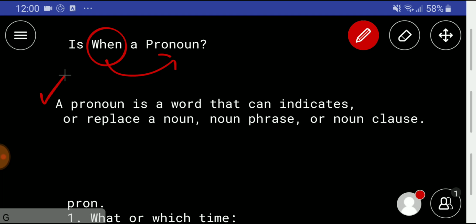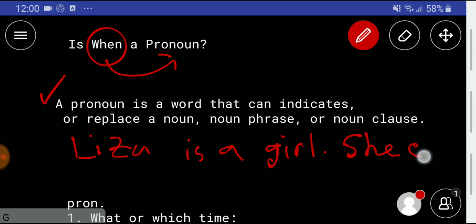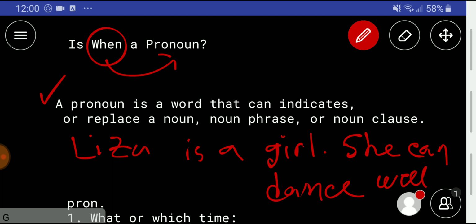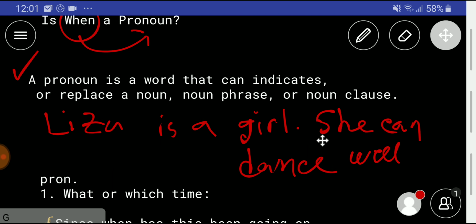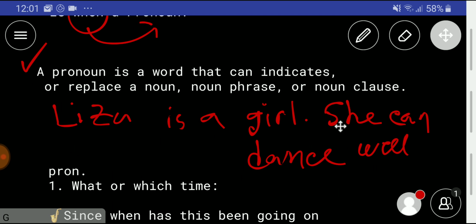Look at this example. Lisa is a girl. She can dance well. Look at this example. Lisa is a girl. Lisa is a person, right? A woman. She can. Here we have used "she" instead of Lisa, so we don't want to repeat this noun. She can dance well. "She" is indicating the noun Lisa. So "she" is a pronoun here.